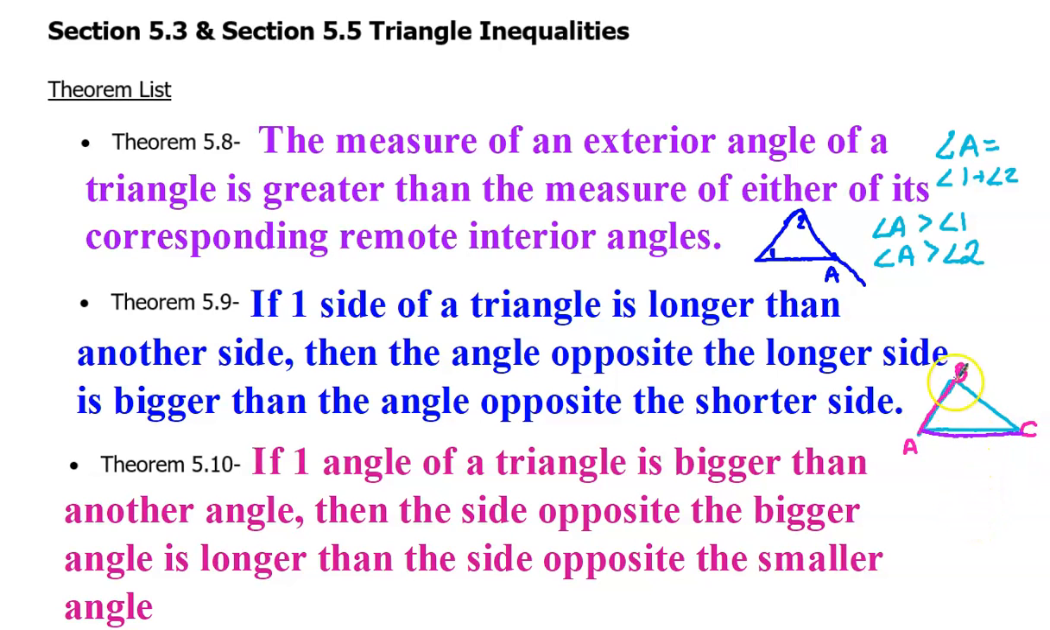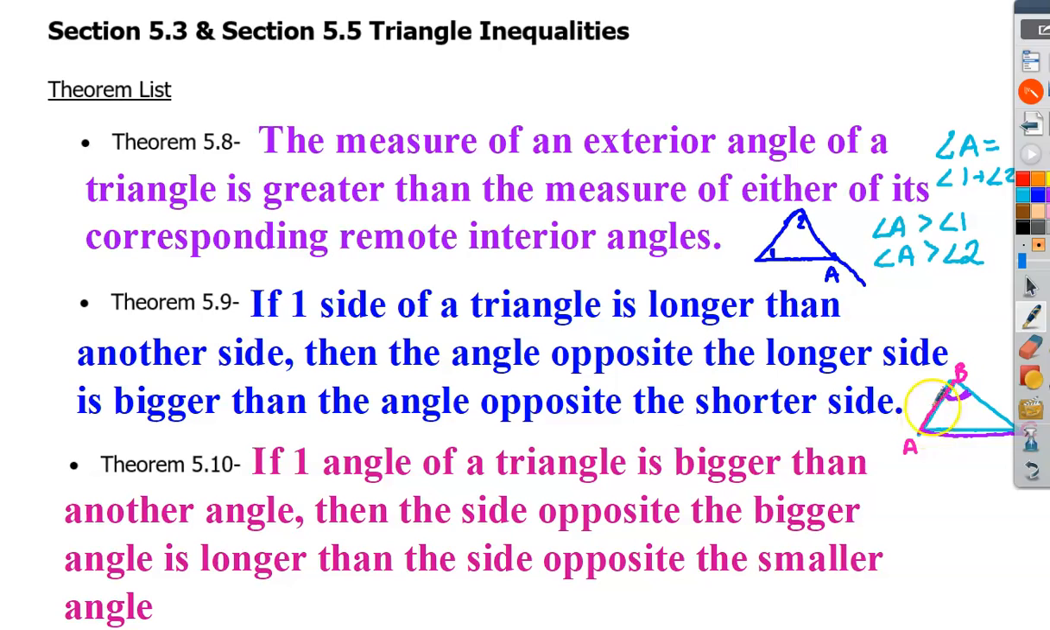By this theorem, that means that the angle opposite the longer side, side AC, this angle right here, which is angle B, is bigger than the angle opposite the shorter side. So the angle opposite this shorter side is angle C, which is right there. So angle C would be smaller than angle B because it is across from the shorter side. That goes back to some ratios that we'll learn later on as well.